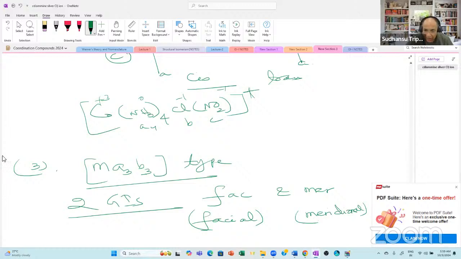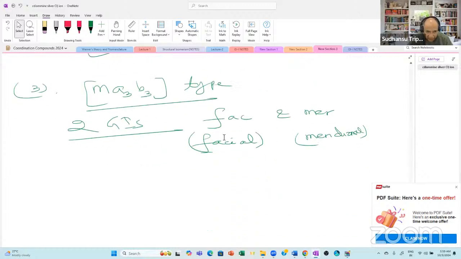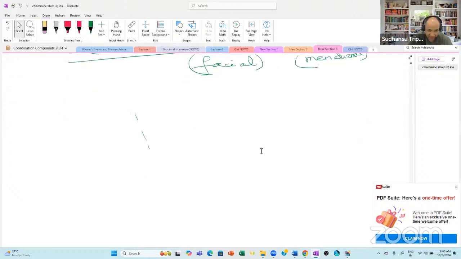What does it mean? I will tell you. Some people call this cis, some people call this trans. If you find in any book cis for facial, fac... sorry, I'm using Hindi. Then you don't be critical. Some people call fac as cis and mer as trans. Now, how to define and how to draw fac and mer?